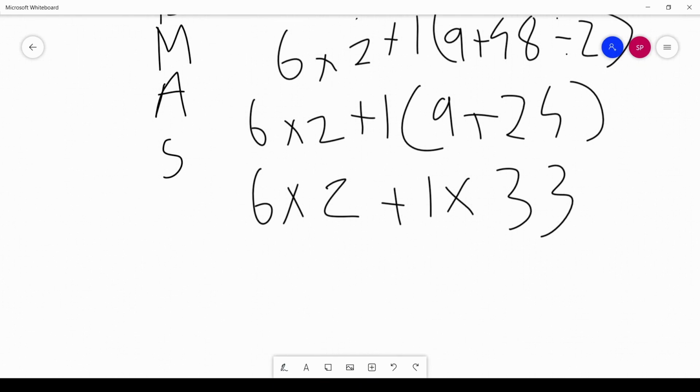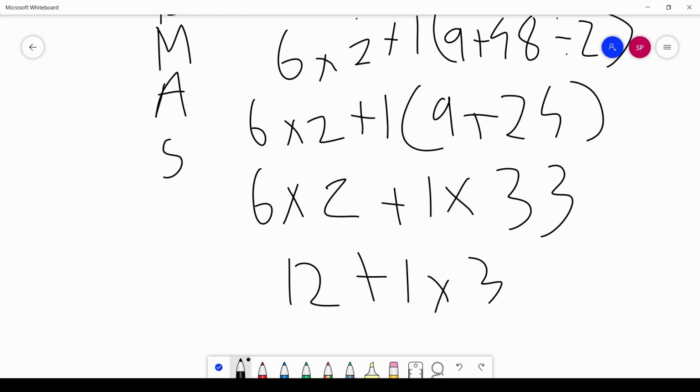And finally, there's no brackets. Let's get into it. Bedmas. Now, because we don't have exponents and brackets anymore, we go to division and multiplication. There are 2 multiplication signs here. So we do left to right in that, ignoring this plus 1 because that's addition and subtraction, not division and multiplication. Okay, this comes first. So 6 times 2, 12. Plus 1 times 33.